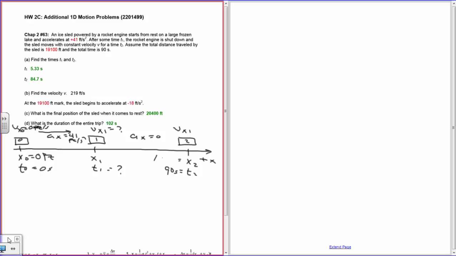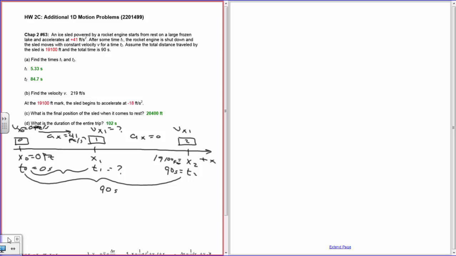And what else do we know? This is 19,100 feet. So assume the total distance traveled is 19,100 feet and the total time is 90 seconds. And they asked us to find, after time t1, from here to here is 90 seconds. We want to figure out what this is.